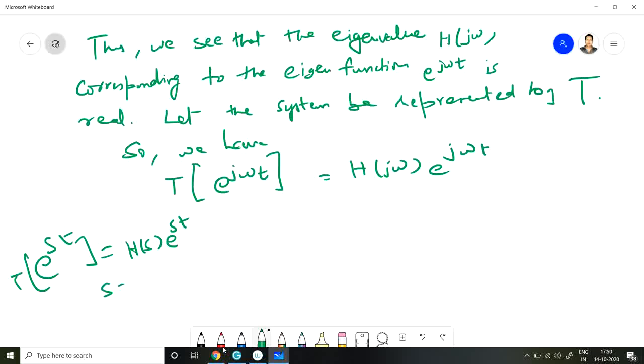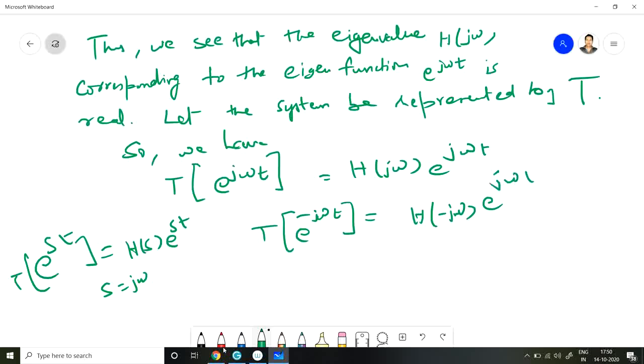This is the same thing if we put s equals to j omega. So here you have e raised to the power j omega t, and we have H(j omega) e raised to the power j omega t. Now, because we can replace omega with minus omega, we have minus j omega t, and also we have replaced j with minus j, H(minus j omega) e raised to the power minus j omega t, because in the previous slide we have proved that H(j omega) is equal to H(minus j omega).